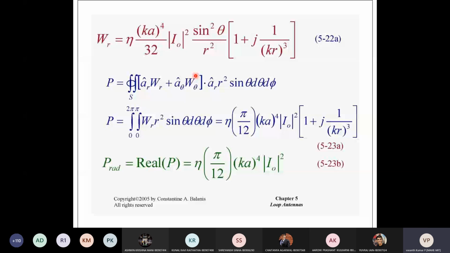Okay, now how do you find WR? WR, you know, E cross H.